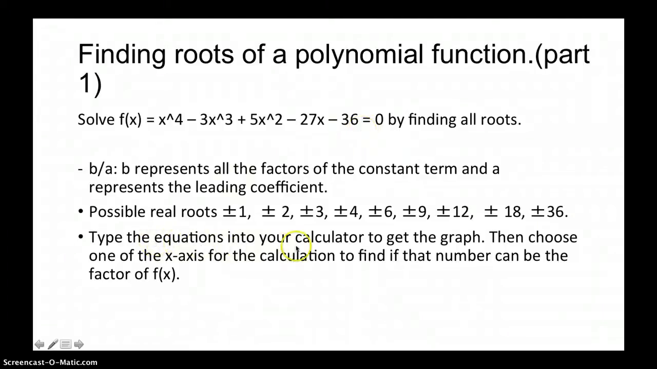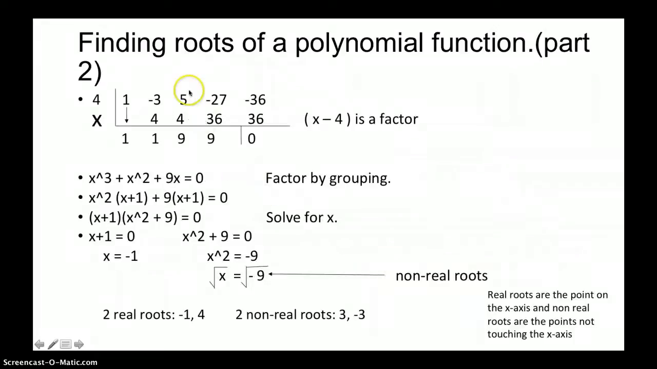You type the equation into your graphing calculator to get the graph, and then you choose a point from the x-axis to solve your calculations for f(x). So I chose positive 4, and I did the synthetic division, and you'll get a remainder of 0, so you can see that x minus 4 is a factor.